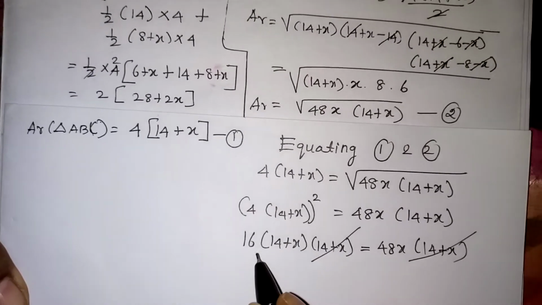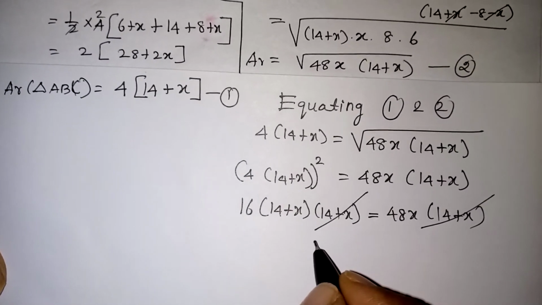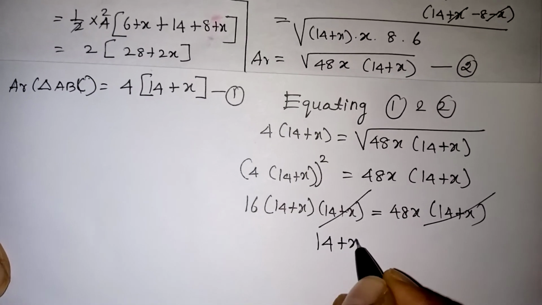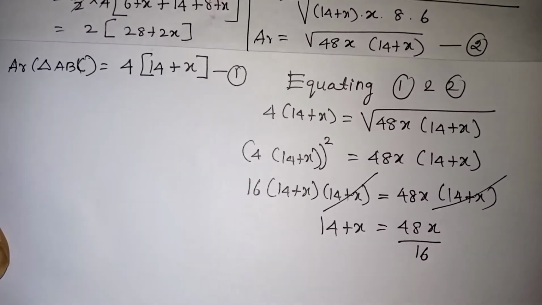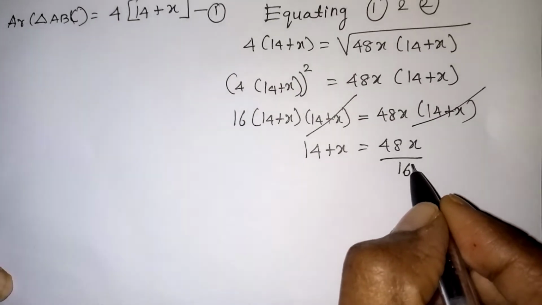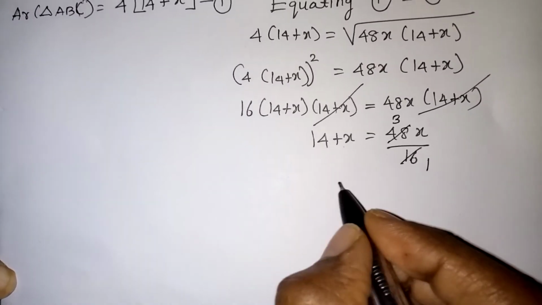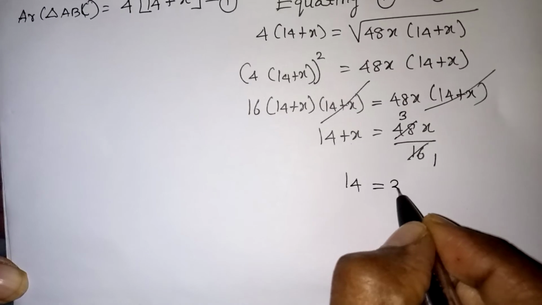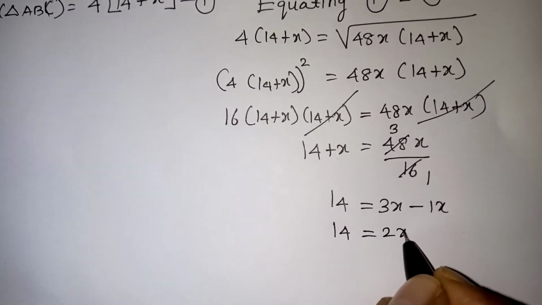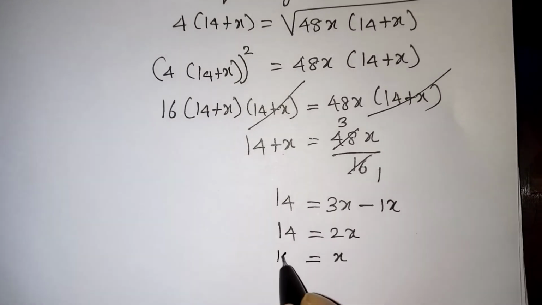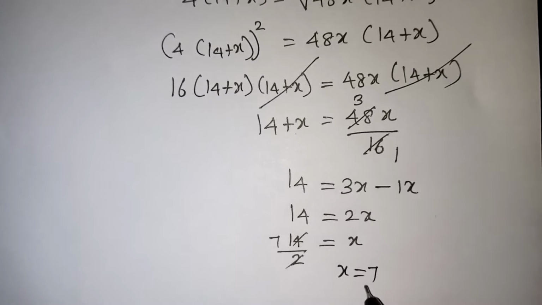Now for the remaining terms, the multiplication 16 you take to the other side, that will become division. So 14 plus x is equal to 48x by 16. Now 16 table, this is 1 time, this is 3 times, we can cancel. The plus x you take to the other side, that will become minus x. 3x minus 1x you are getting. So 14 is equal to 2x, x is equal to 14 divided by 2, that is 7. So x is equal to 7.